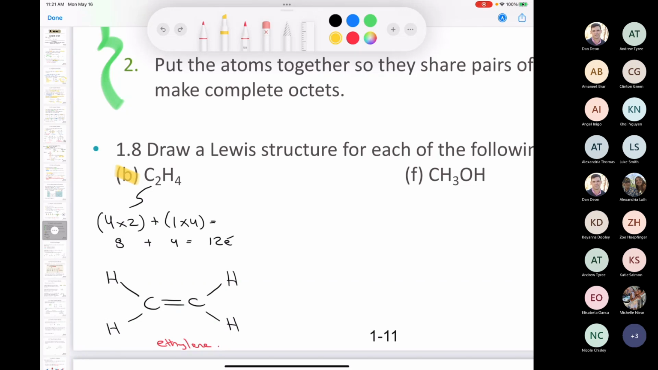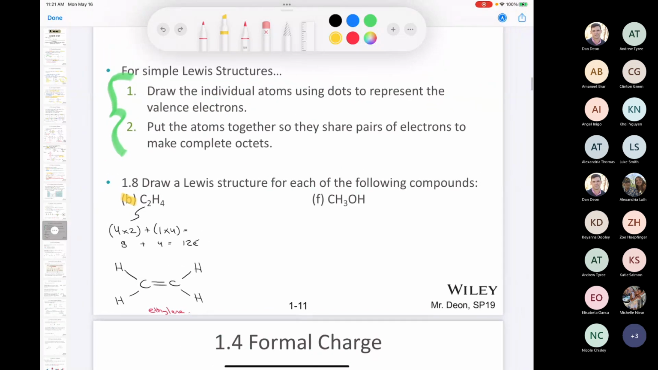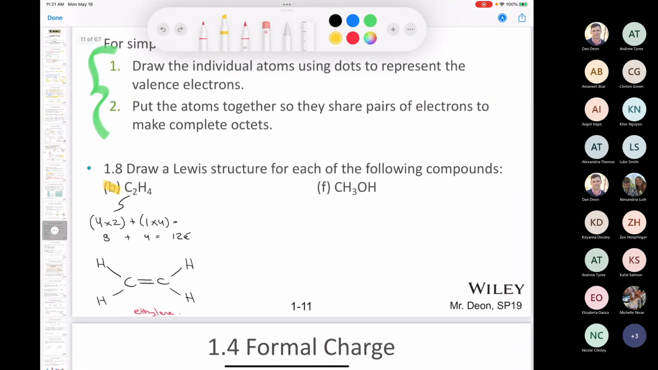All right. Well, let's move on to the next one. CH3OH. You can see how this one, they didn't write CH4O. They put it in this order, and the reason why they do that is to help you rationalize that the carbon is bound to the oxygen and then bound to the hydrogen like this.